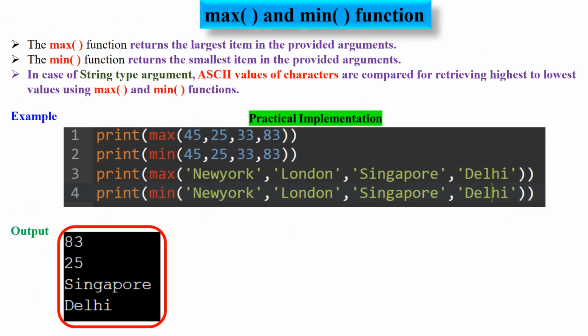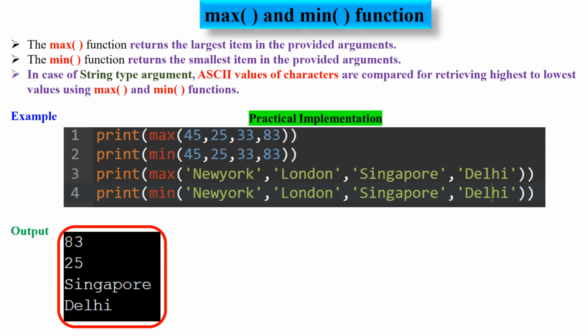The max function returns the largest item in the provided arguments. The min function returns the smallest item in the provided arguments. In case of string-type arguments, ASCII values of characters are compared for retrieving highest to lowest values using max and min functions. Now, look at the examples.